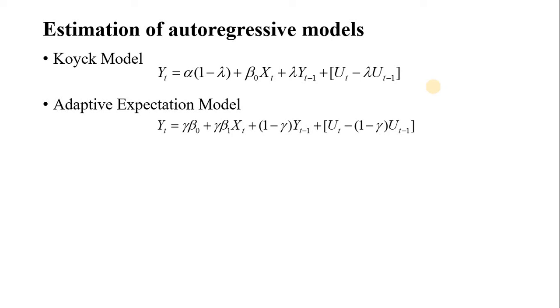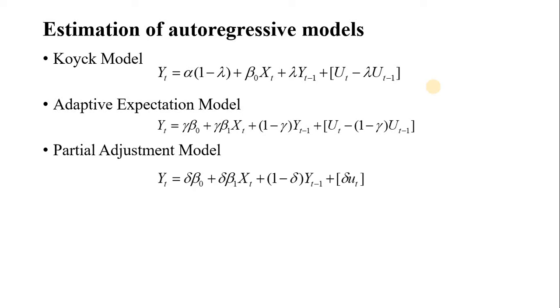So lambda is nothing but the rate of decay, the decline ratio. Here gamma is nothing but the adjustment, the adaptive expectation coefficient. And here also the error term is a combination of different things, that is ut minus (1 minus gamma) ut minus 1.